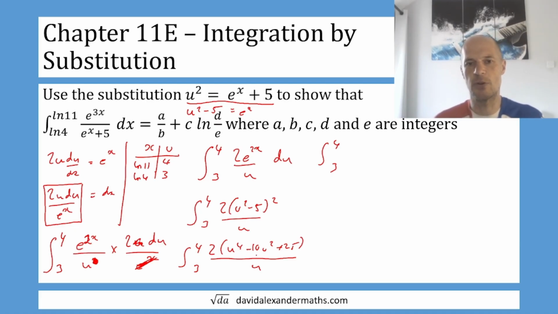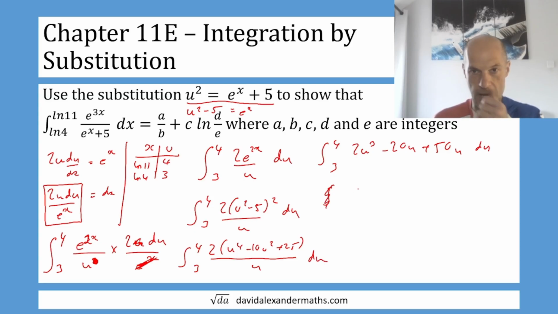So 2u to the 4 over u, that is going to be 2u cubed. 2 times 10u squared over u, that is going to be minus 20u. And we've got plus 50 over u. Sorry, I missed out the du here and here and also here. So this is what we need to integrate. So increase the power by 1 and divide by the new power. So that's going to be 1/2 u to the 4 minus 10u squared plus 50 ln u, and that is between the limits of 4 and 3.